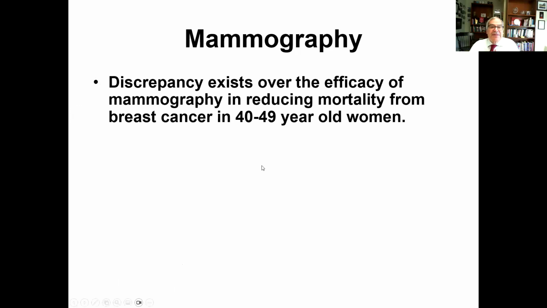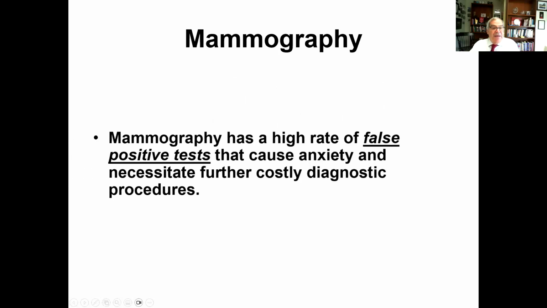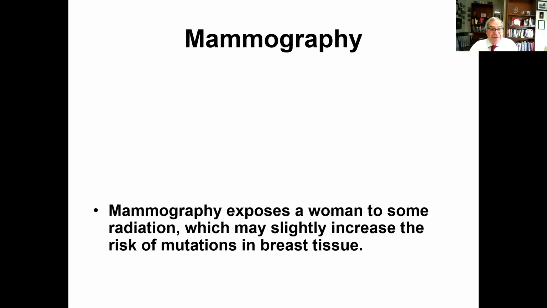Because there are discrepancies that exist over the efficacy of mammography at reducing mortality in breast cancer in women 40 to 49 years of age. Again, mammography has a high rate of false positive tests in this group. That causes anxieties and basically necessitates further costly diagnostic procedures, as well as some of the radiation exposures that might be there. And again, mammography exposes some women to some radiation that might slightly increase the risk unnecessarily, perhaps.